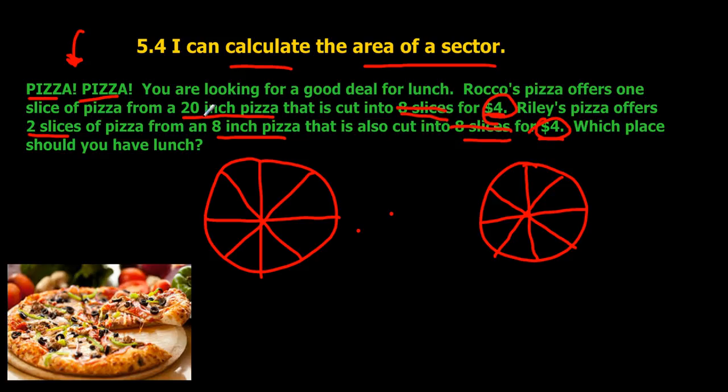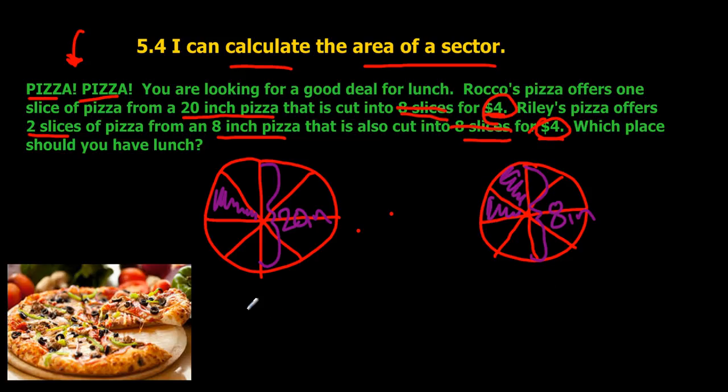Here it says you're talking about a 20-inch pizza. That tells me that the diameter here is 20 inches. And over here, it's an 8-inch pizza, so the diameter is 8 inches. Now the difference is in the 8-inch pizza, you get to have 2 slices. And in the 20-inch pizza, you just have 1. So how can I do this comparison? Because although this is 2 and this is 1, this has a much smaller diameter.